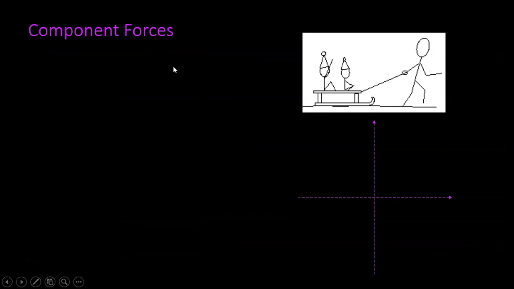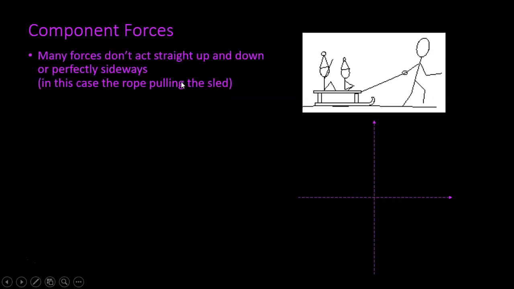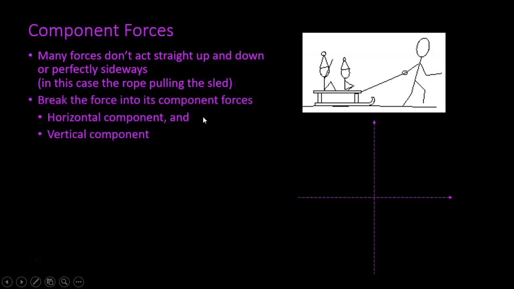Finally, let's move on and talk about component forces. So many forces don't act straight up and down or perfectly sideways. In this sketch over here, that's the case with this rope. Notice that the person is pulling the rope up and to the right, so it's not perfectly horizontal and it's not perfectly vertical. When that happens, the force is acting both up and right, and we can break the force into its component forces. Component just means parts.